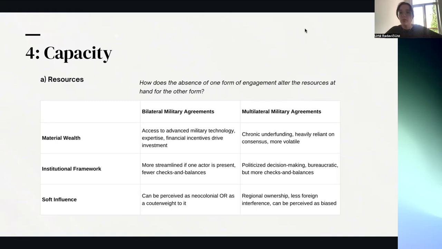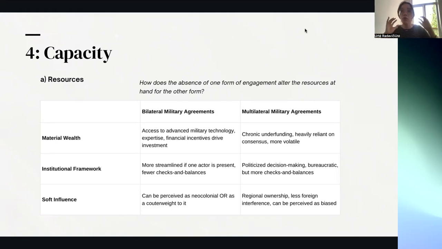As for multilateral military agreements, oftentimes you have more regional ownership, especially if it's a regional organization with their own, say, peacekeeping forces that are active. So you have less foreign interference, but if it's a massive organization such as the UN, it can also be perceived as more biased towards the rhetoric of the West. So you have to weigh all of those bits and pieces of analysis out against each other. Think about what is more important for executing the goal.